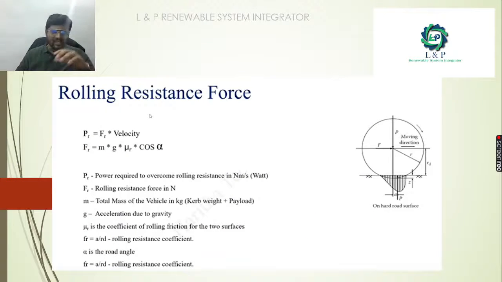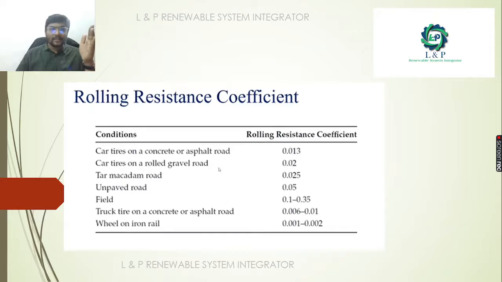For the rolling resistance, we can use this formula: PR equals FR into velocity. FR is nothing but the rolling resistance force in newtons. In order to calculate FR, we need mass, gravity, and mu r, which is the coefficient of rolling friction for two surfaces. These rolling resistance coefficients are fixed.